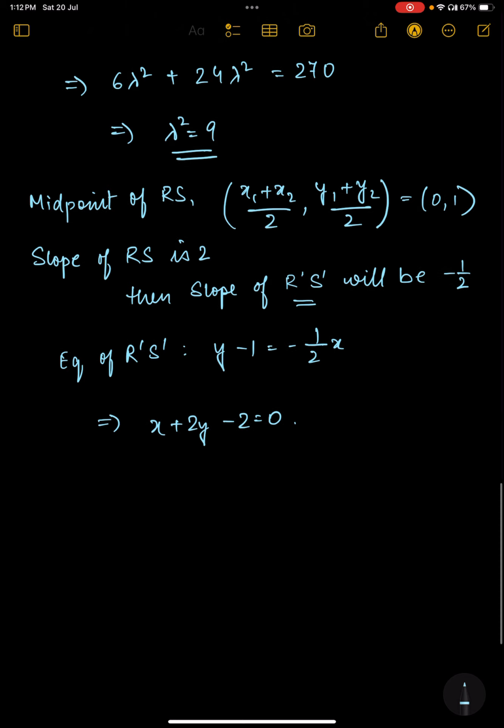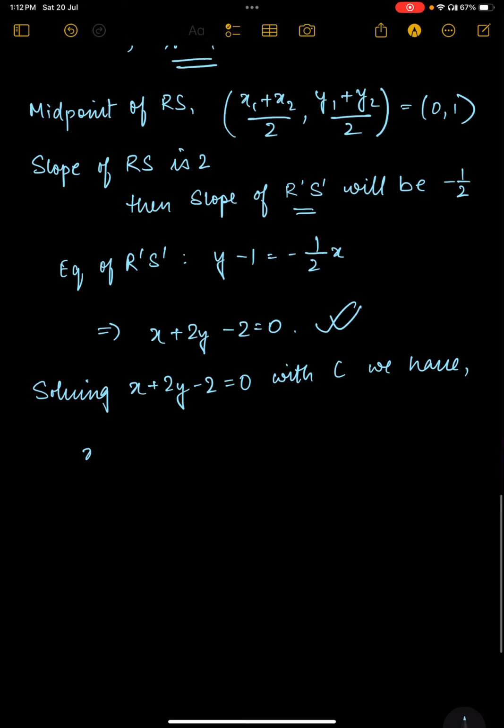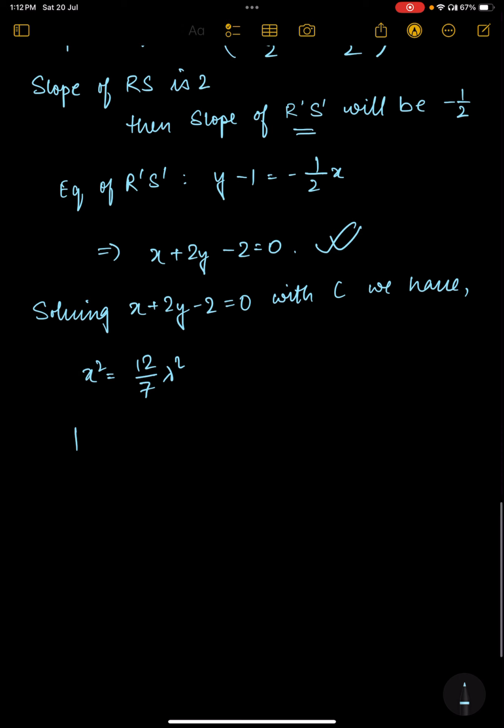Now this equation and the curve C do intersect with each other. So solving x plus 2y minus 2 is equal to 0 with C, if you give an effort and try to solve, you will have a result like x square is equal to 12 by 7 lambda square. Okay, and again using the same idea, we have mod of x2 minus x1 is equal to 2 under root 12 by 7 lambda square.